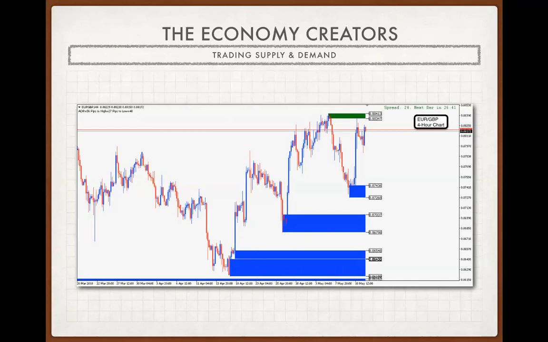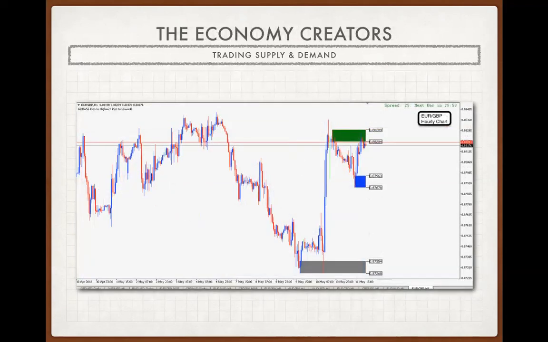The demand zone prices come from on this 4 hour chart, prices already retraced and created a little bit of market structure, signifying that it's not going to come back and retest that demand zone right now, but continue headed upwards to retest that supply zone that we saw on the daily time frame.